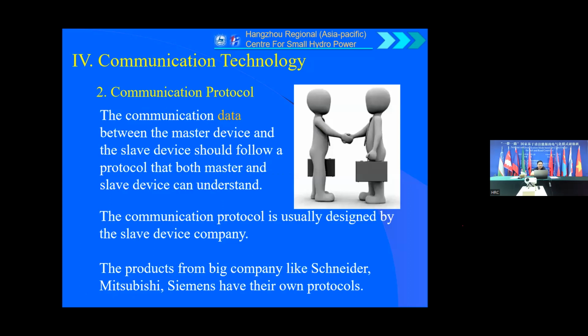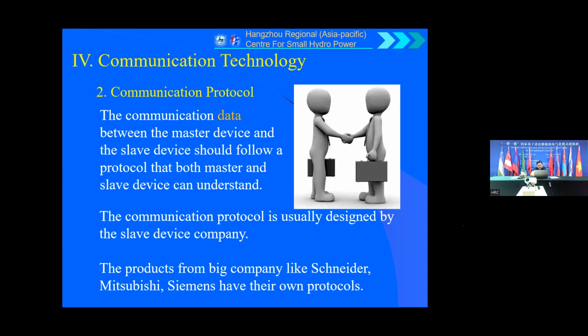Okay, the second part is communication protocol. The communication between the master device and slave device should follow a protocol that both master and slave device can understand. It's like a language, right? So the communication protocol is usually designed by the slave device company. So if you want to communicate with a PLC, you will find the protocol provided by the PLC company and read the protocol and communicate.